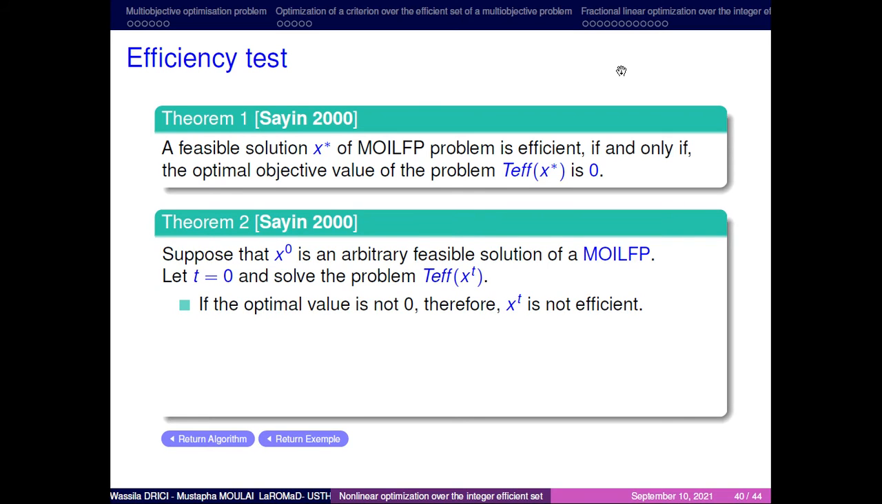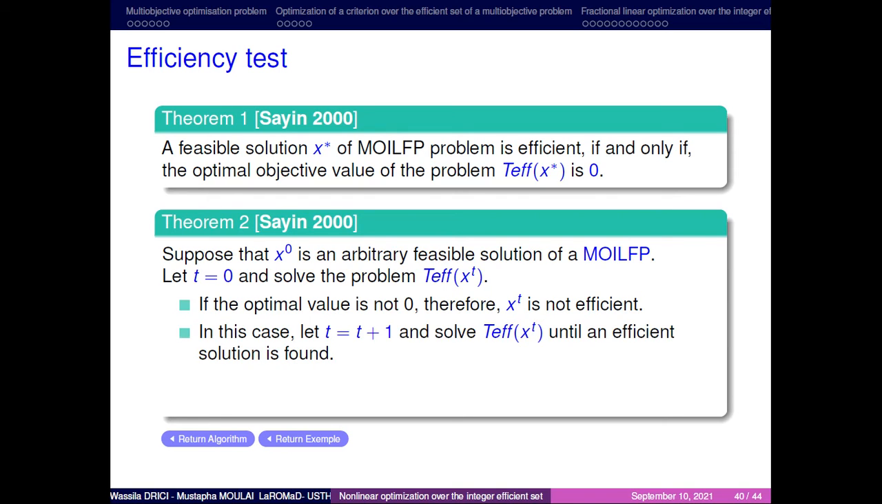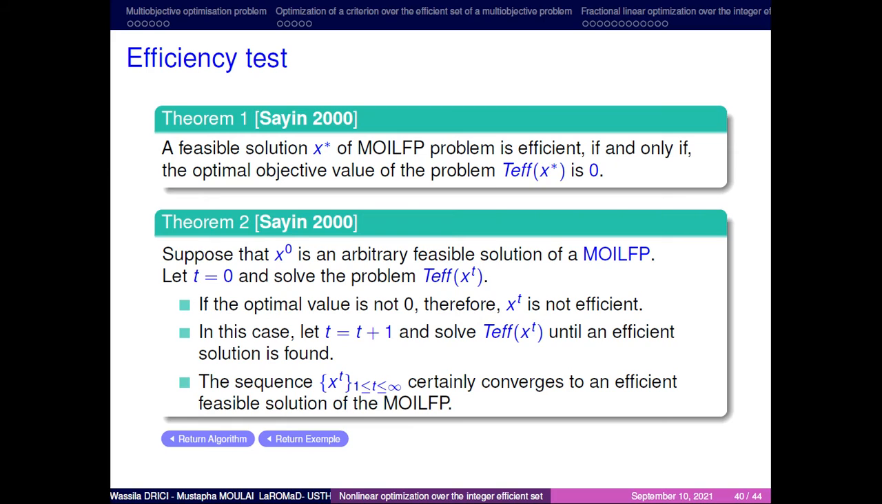And for t equal to 0, we solve the problem TF for the solution xt. If the optimal value is not 0, then xt is not efficient. In this case, let t equal to t plus 1 and solve TF xt until an efficient solution is found. The sequence xt certainly converges to an efficient feasible solution of the multi-objective problem.